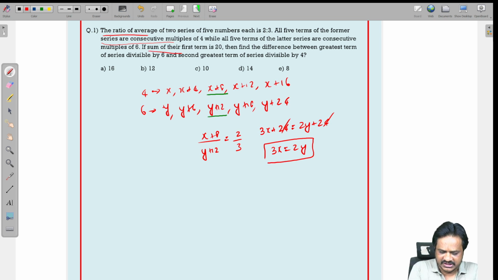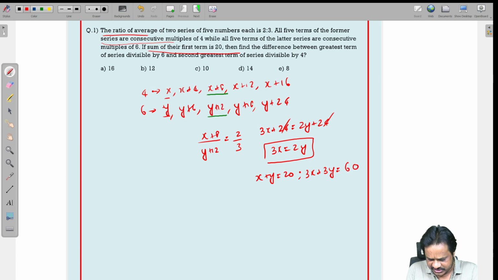Now, the sum of the first terms of both series is 20. That means x plus y is given 20. If x plus y is 20, then 3x plus 3y is equal to 60. Here 3x is nothing but 2y. Therefore, 5y is 60, y value is 12. If y value is 12, x plus y is 20, therefore x is equal to 8. So, y value is 12, x value is 8.